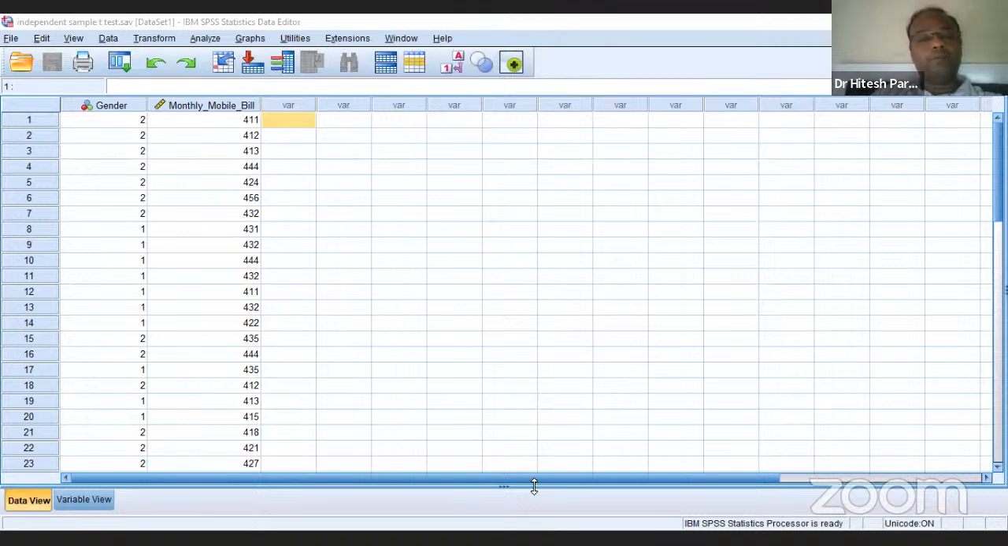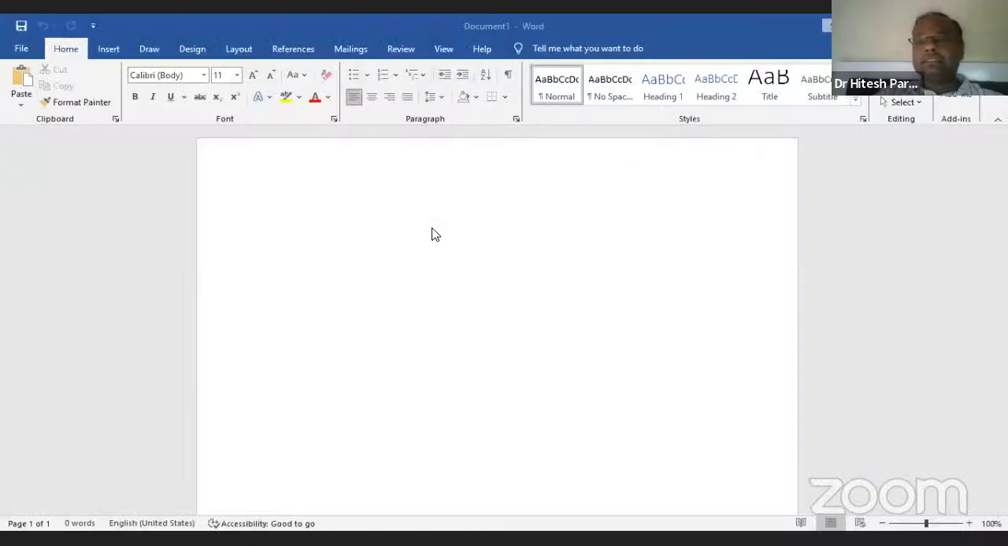Now we can move ahead. Now, first of all, let me briefly clarify the difference between the Z test and the T test. So the Z test is called a large sample test.